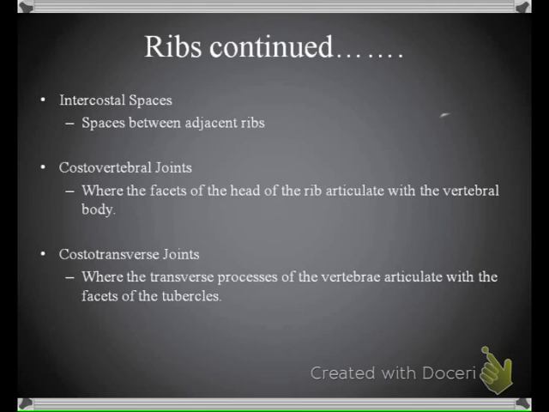Additionally, we have the costovertebral joints, and that is where the facets of the head of the rib articulate with the vertebral body. So keep that in mind and know that. Also, the costotransverse joints. This is where the transverse processes of the vertebrae articulate with the facets of the tubercles. So simply know that the costovertebral joints is the head of the rib and the vertebral body, and the costotransverse is the facets of the tubercle and the transverse process of the vertebrae.